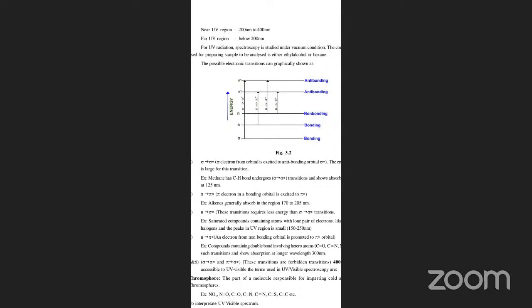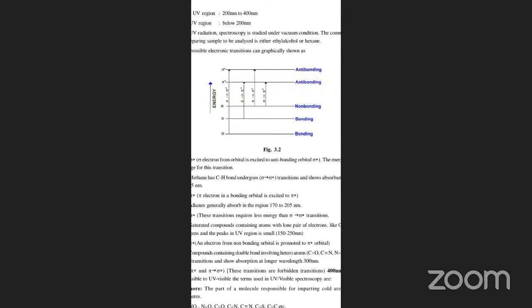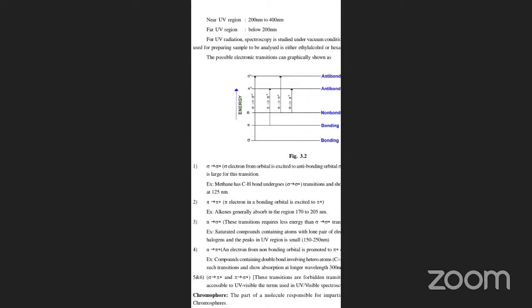The possible electronic transitions can be graphically shown among anti-bonding, non-bonding and bonding orbitals. Here is sigma to sigma star. A sigma electron from the bonding orbital is excited to the anti-bonding orbital sigma star. The energy required is large for this transition. For example, methane has a C-H bond, undergoes sigma to sigma star transition and shows absorption maxima at 125 nanometer.